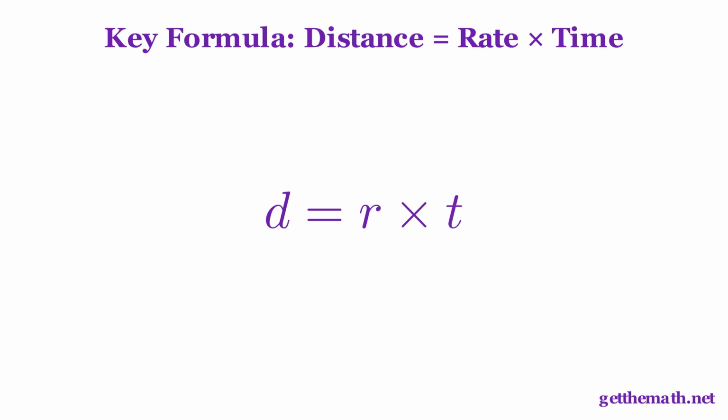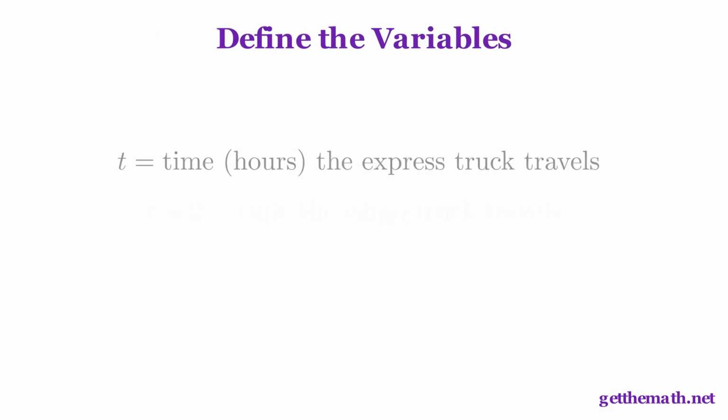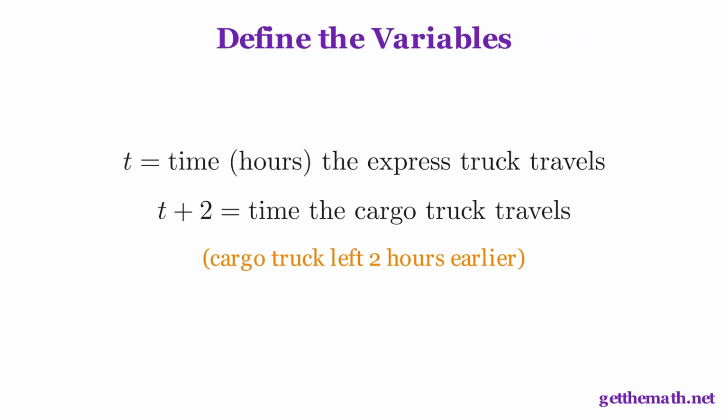The key formula for this type of problem is distance equals rate times time. Now let's define our variables. Let t equal the time in hours that the express truck travels. Since the cargo truck left 2 hours earlier, the cargo truck has been traveling for t plus 2 hours.